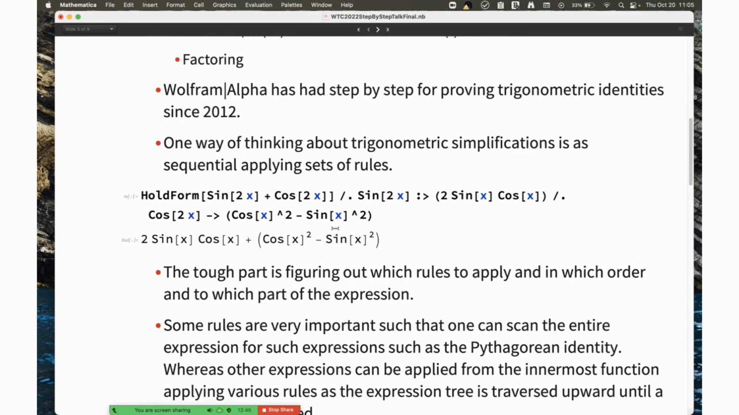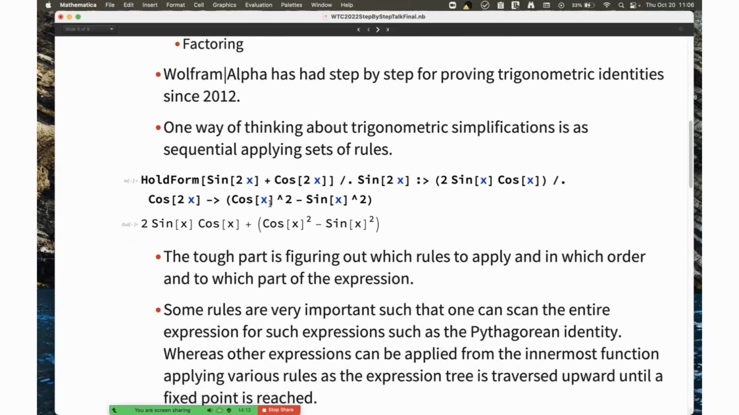You could take a look at an expression such as sine of 2x plus cosine of 2x, and you want to apply various rules to expand that out in terms of powers. We have the sine of 2x. We recall that we have this double angle formula for sine, and so we can apply that. Then after that, we can apply a double angle rule for cosine. If we expand this out, we would get 2 sine of x cosine of x plus cosine of x squared minus sine of x quantity squared.